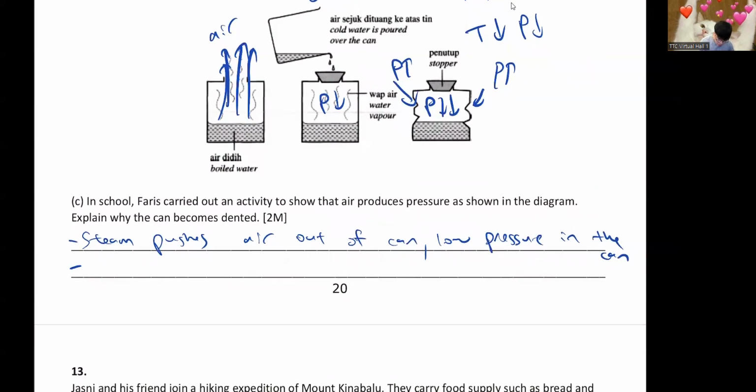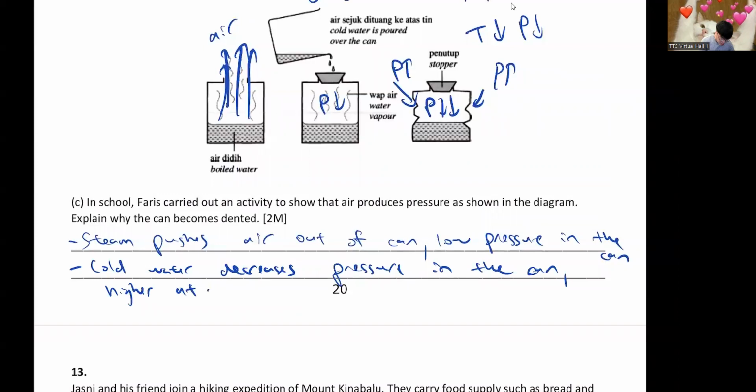Okay, so when cold water, you know what? I'll try to cut my answer short. So cold water decreases pressure in the can. So higher atmospheric pressure presses on the can or crushes the can.